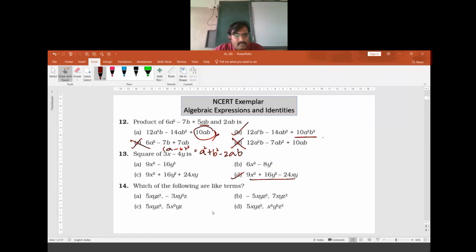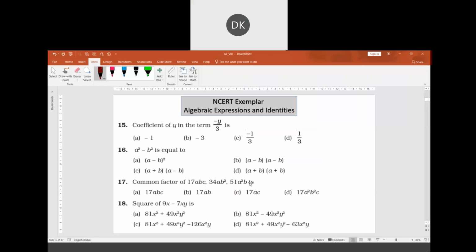Which of the following are like terms? Option B: minus 5xyz square, xyz square. Correct. The coefficient of y in the term minus y by 3 is option C, minus 1 by 3. Very good.